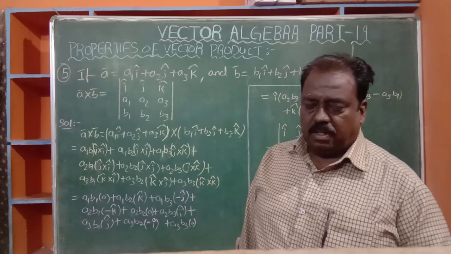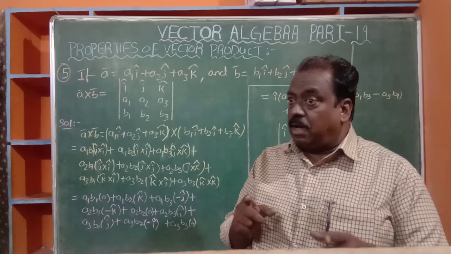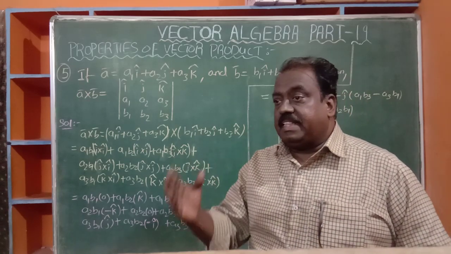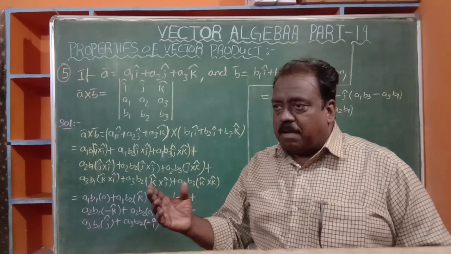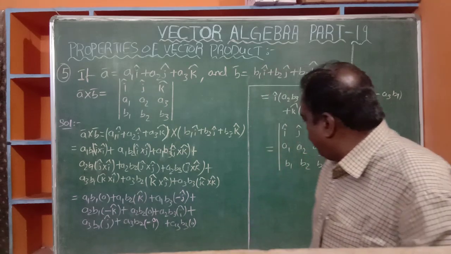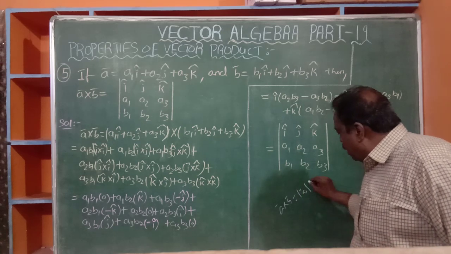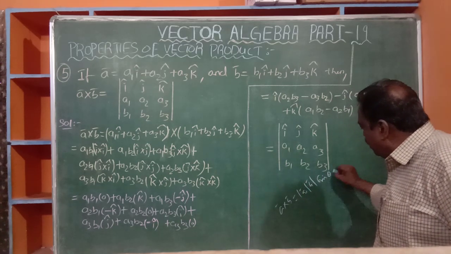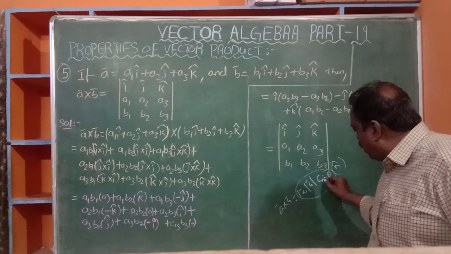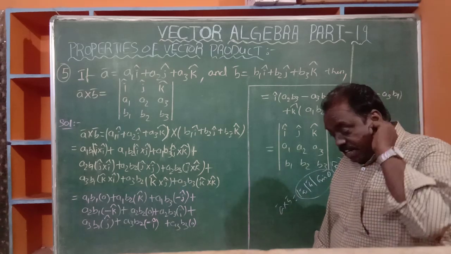Previously, in the 17th part, I explained it in a different way. A bar cross B bar means mod A bar, mod B bar, sin theta, n cap. N cap is the direction, and all the rest is the magnitude. It is a vector. That is why it is called a vector product.